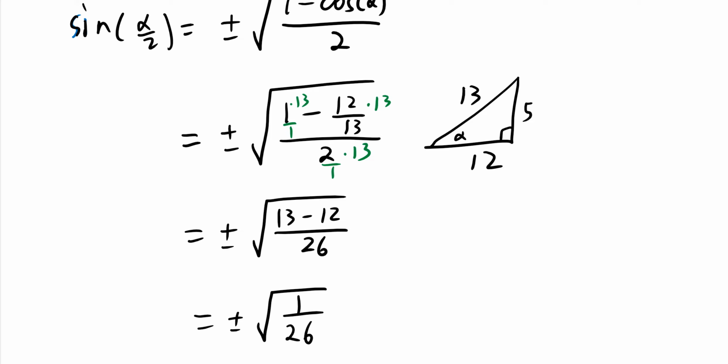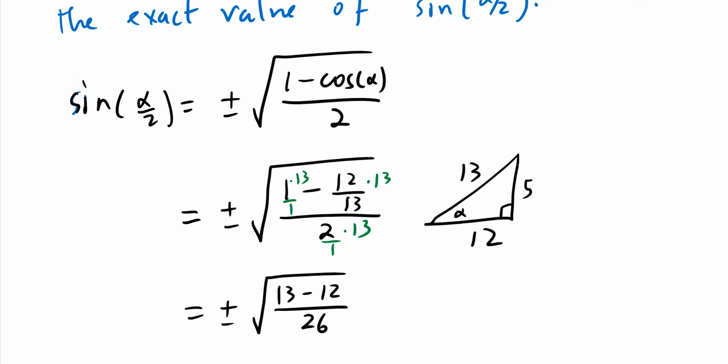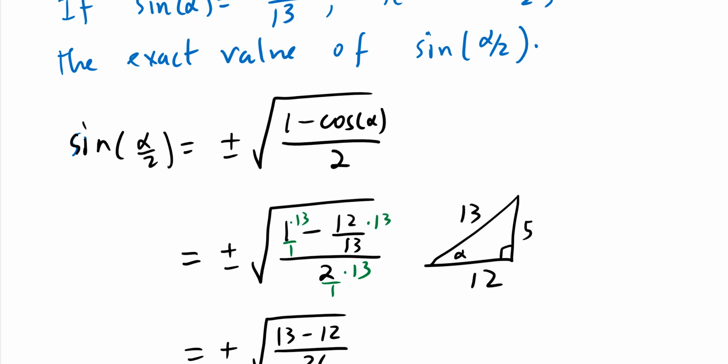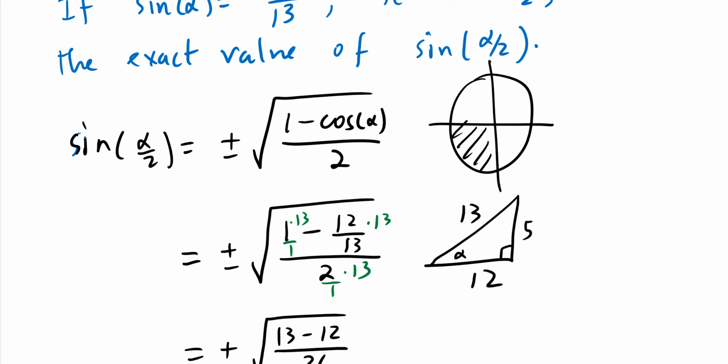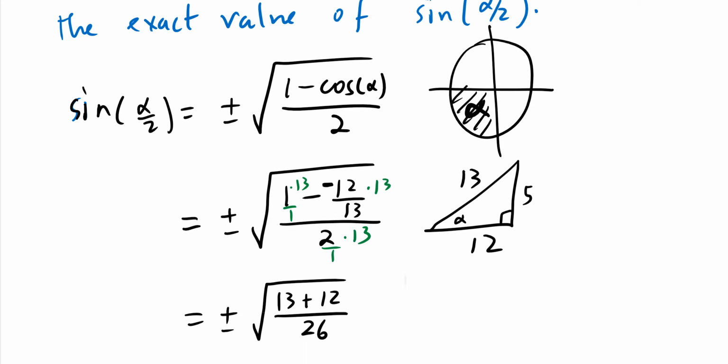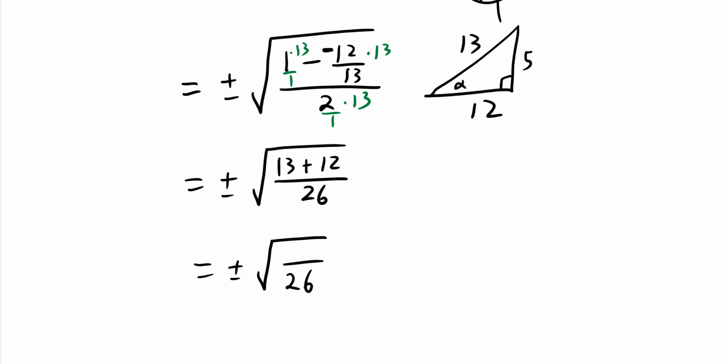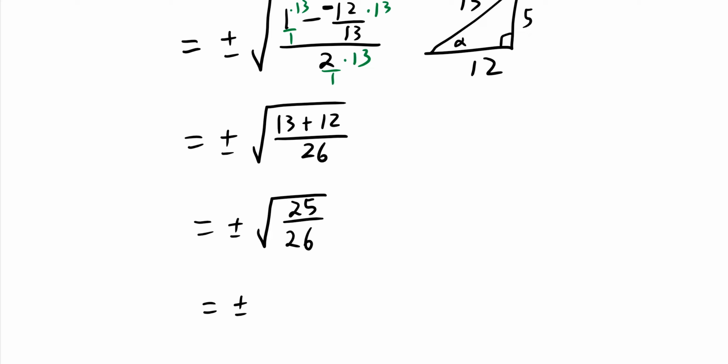1 over 26. But one thing we have to be careful about: is cosine just 12 over 13, adjacent over the hypotenuse? We didn't pay attention to the angle alpha. What is alpha? Well, alpha was in the third quadrant. In the third quadrant, cosine should be negative. So this should be negative. So that would be positive, and that would be 25 instead of 1. That's a common mistake a lot of students don't pay attention to.